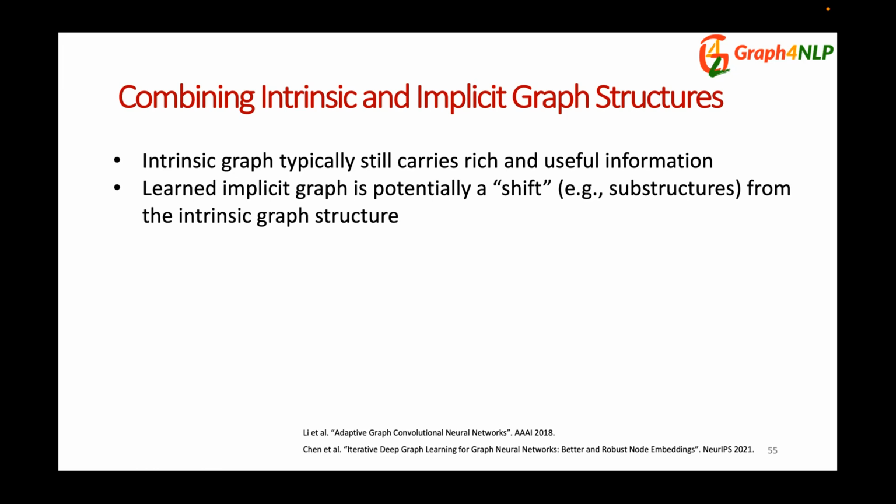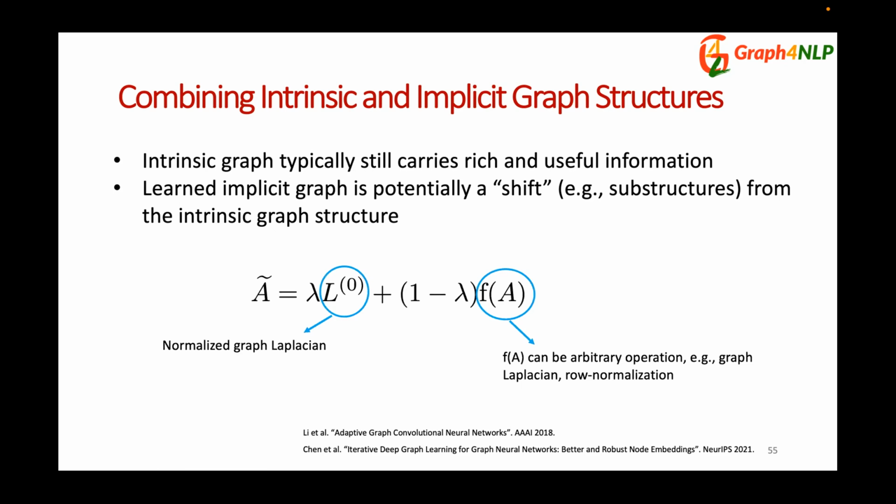One common way to do this kind of combination is to compute a linear combination of the normalized graph Laplacian of the intrinsic graph structure and the normalized adjacency matrix of the implicitly learned graph structure. And we can apply various normalization operations here to the learned adjacency matrix, such as a graph Laplacian or row normalization.